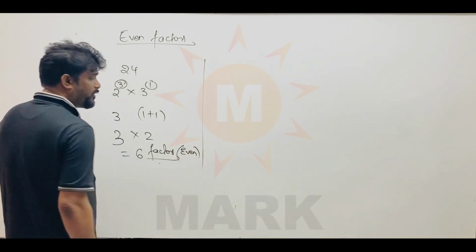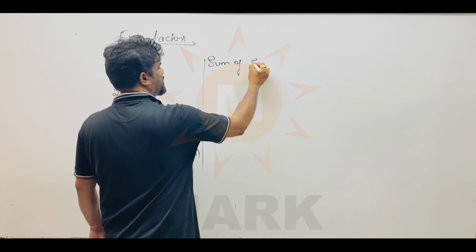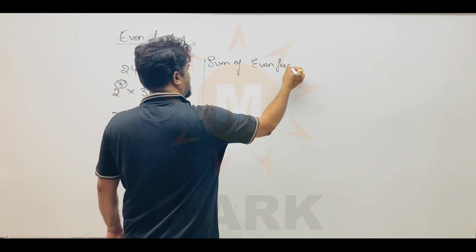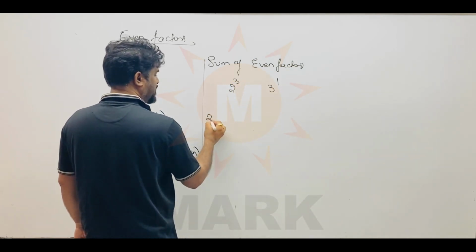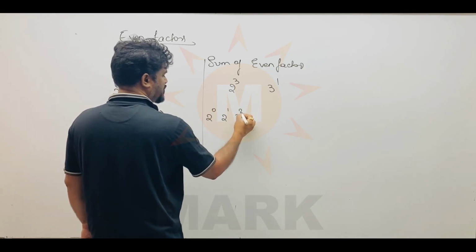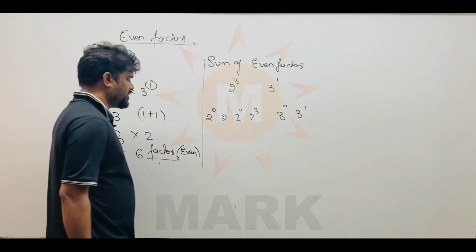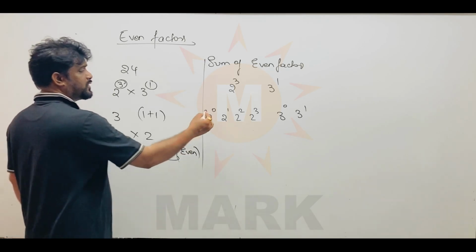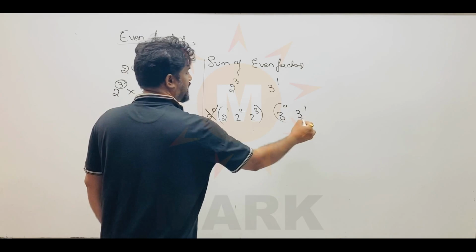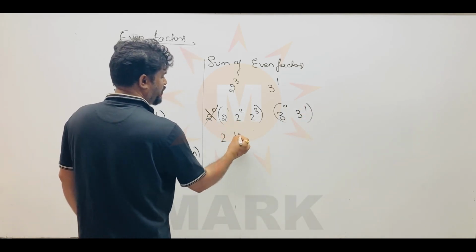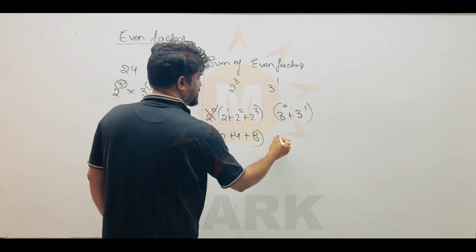Okay. So if you want to get the sum of these even factors, then again I am going for this 2 power 3 and 3 power 1. So factors are 2 power 0, 2 power 1, 2 power 2 and 2 power 3. And here also 3 power 0 and 3 power 1. Friends, why we don't add for this one? Because we don't consider this 2 power 0, right? So we consider only these numbers. So 2, 4, 8.